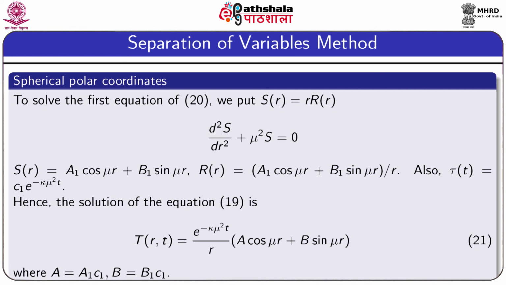Hence, the solution of equation 20 becomes T equals e to the power minus kappa mu square t by r times (A cos mu r plus B sin mu r), where capital A is a1 c1 and capital B equals b1 c1. So, this is the general solution of the heat equation in the spherical polar coordinate system.